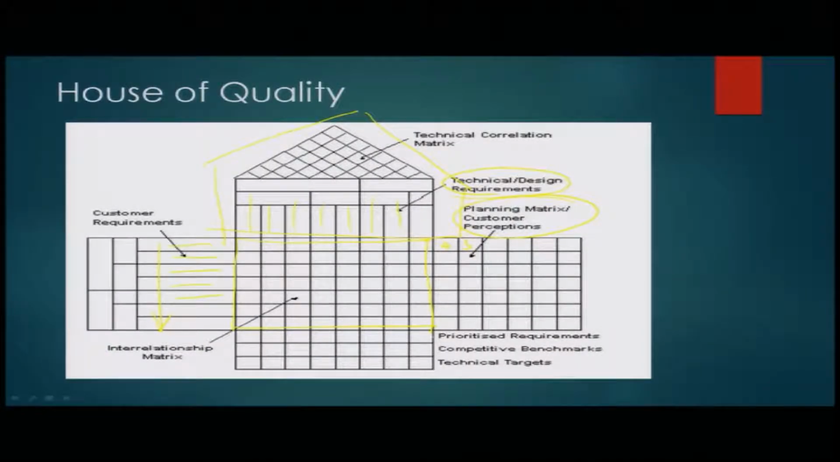Then also these three things: the prioritization of the requirements, the competitive benchmarks, what our competitors are doing against each of the technical requirements, and the technical targets, what you finally target out of it, are also a part of this entire process. Similarly, the technical correlation matrix allows you to correlate each individual technical or design requirement with the other requirements. So this also allows for one of the famous things that we talked about, grouping, identifying the specific functional groupings. That is also an important aspect of system design.